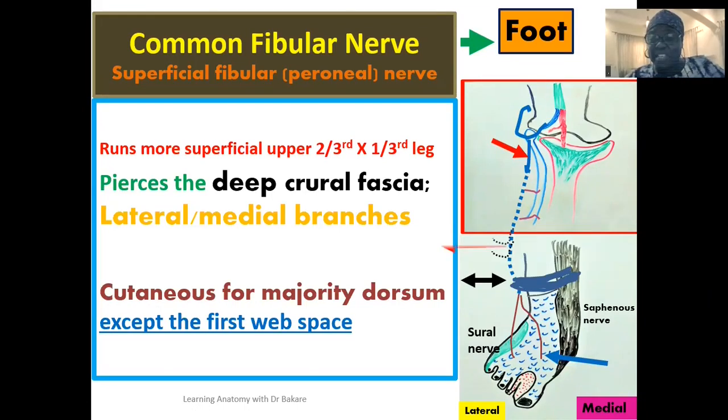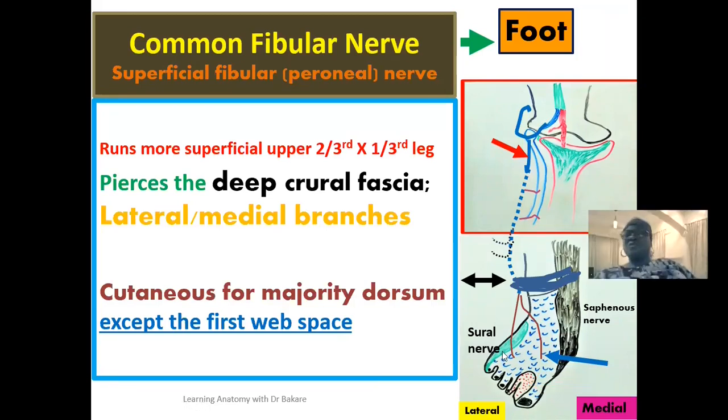While the sensory innervation of this region that is arrowed here in red, which of course is the skin around the first web space, will be provided by the deep fibular nerve or the deep peroneal nerve. And this will be highlighted when we get to the deep fibular branch of the common fibular nerve. So at this region, you can see that the sensory innervation of the bulk of the dorsum of the foot is provided by the superficial fibular nerve.